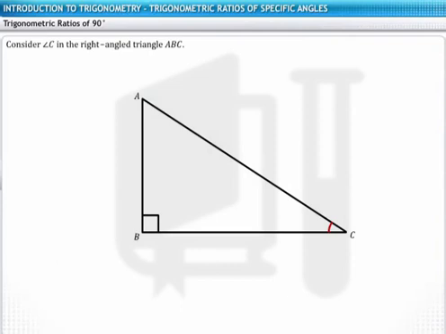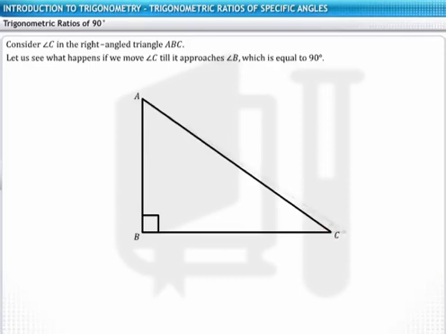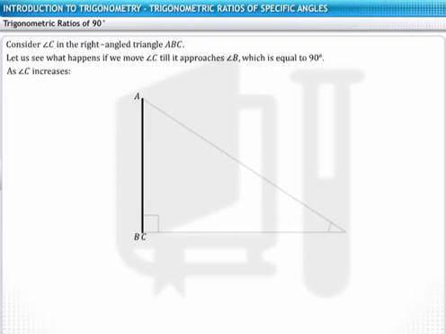Consider angle C in the right-angled triangle ABC. Now, let us see what happens if we move angle C till it approaches angle B, which is equal to 90 degrees. Observe carefully. As angle C increases, the length of BC decreases. At the same time, point C approaches point B, so that the length AC approaches the length AB.